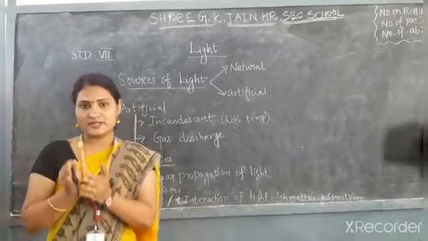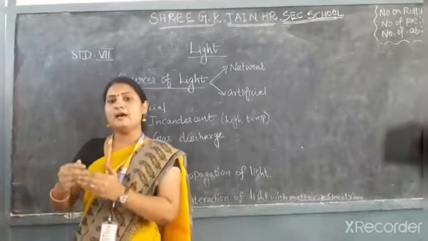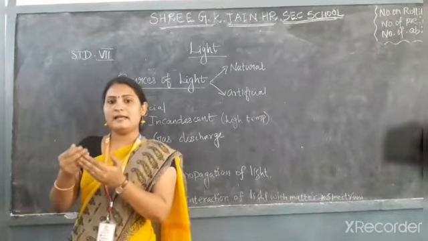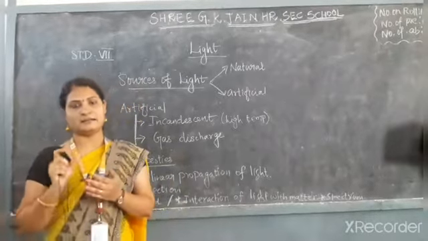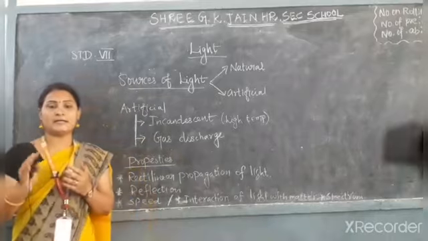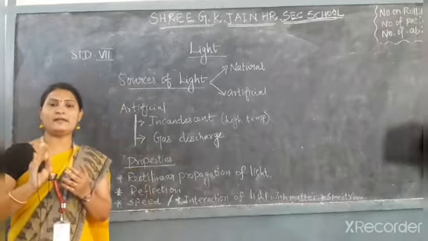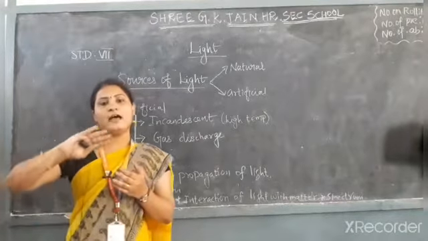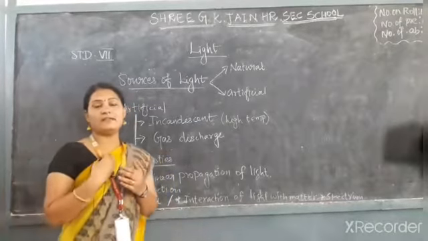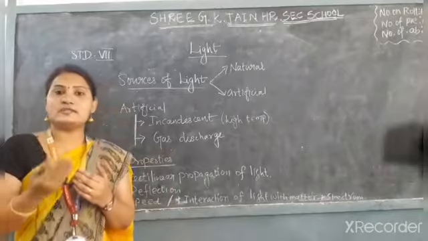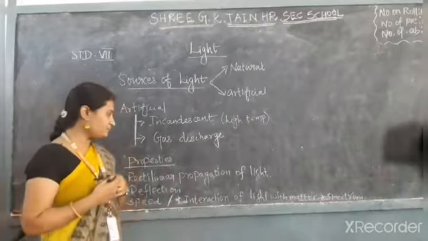When the electric current in the gas excites mercury vapor, it will produce shorter wave ultraviolet rays. Then it will make a phosphor coating on the inside of the tube, the lamp surface. Then only it will produce the visible light.